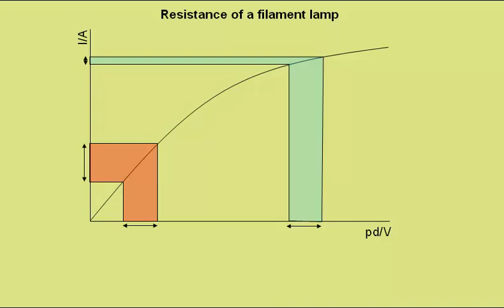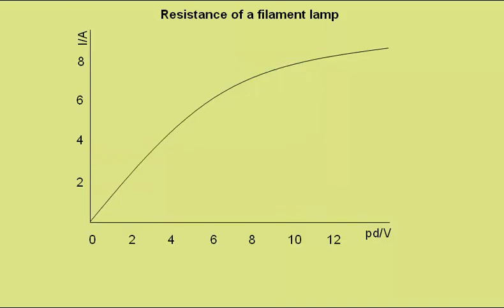To find the resistance from a graph like this, we don't simply find the gradient. What we need to do is get a value for potential difference and a value for current, and then the resistance in ohms is equal to the potential difference divided by the current. Let's pick two values for the same graph. Here I've put numbers on the axes.